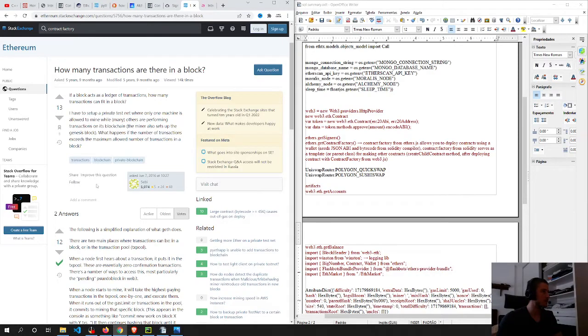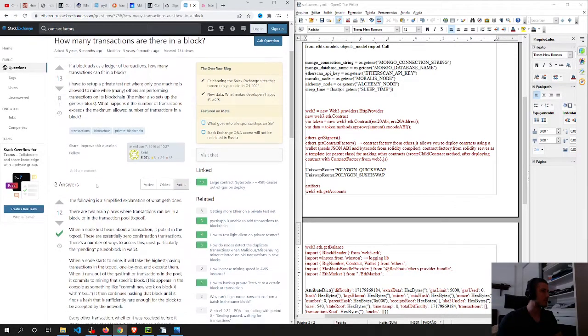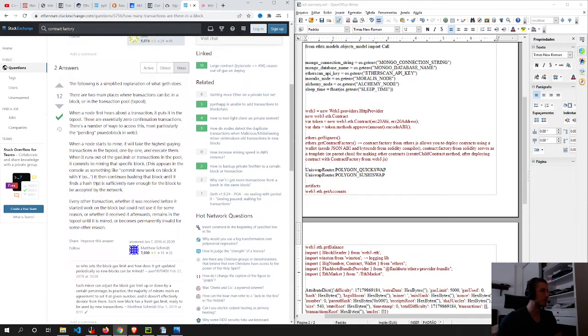If a block acts as a ledger of transactions, how many transactions can fit in a block? I should set up a private testnet where only one machine is allowed to mine while others are performing transactions on its blockchain. The following is a simplified explanation of what Geth does. There are two main places where transactions can be: in a block or in the transaction pool. When a node first hears about a transaction, it puts it in the transaction pool. These are essentially zero confirmation transactions.